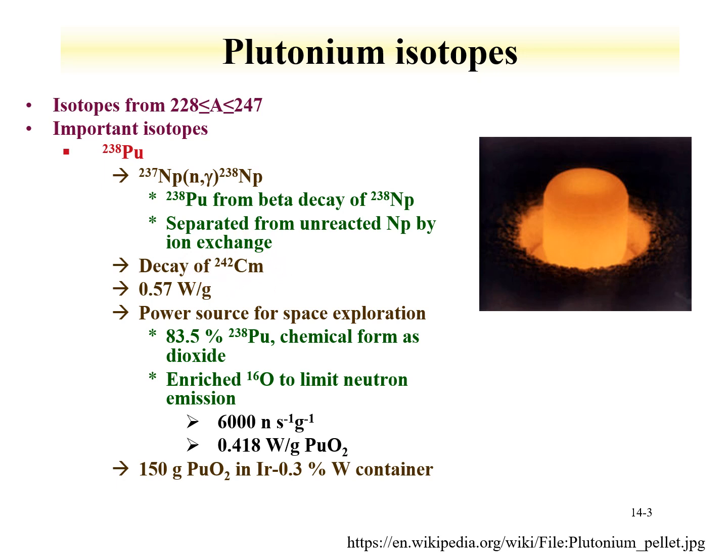This isotope, since it's a relatively short-lived alpha emitter, has a lot of energy associated with it, about ½ watt per gram. So this is used as a power source for space exploration. You can make plutonium-238 oxides with up to around 84% plutonium-238, so that you can have some plutonium-239 in there. As this oxide form, they actually enrich the oxygen in oxygen-16 to limit neutron production.